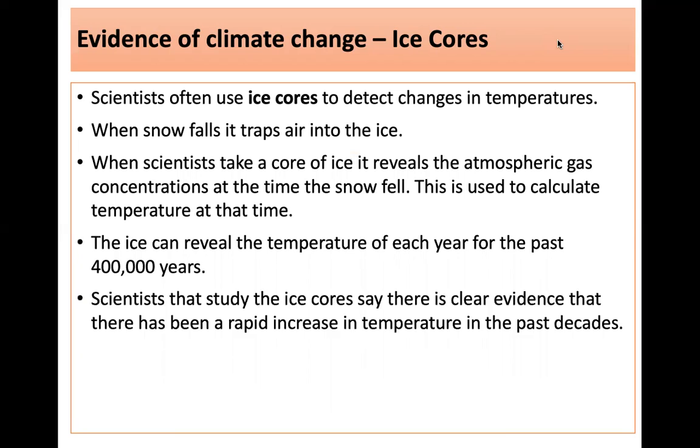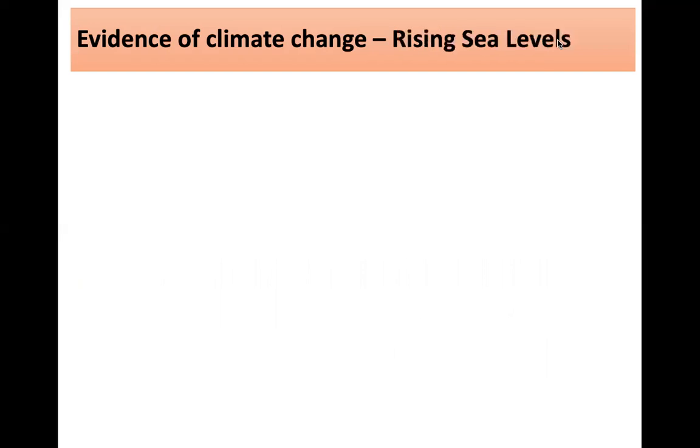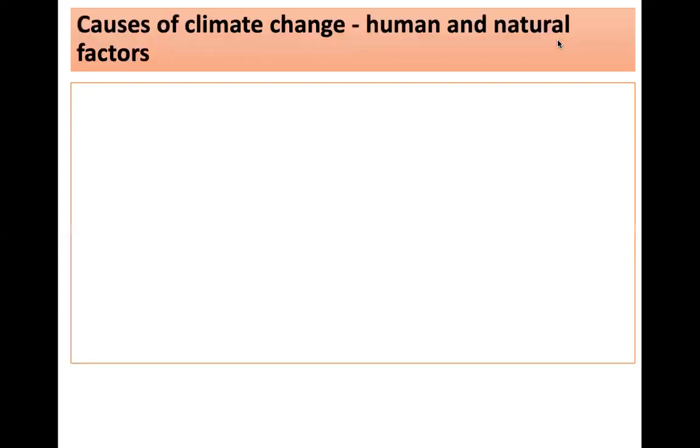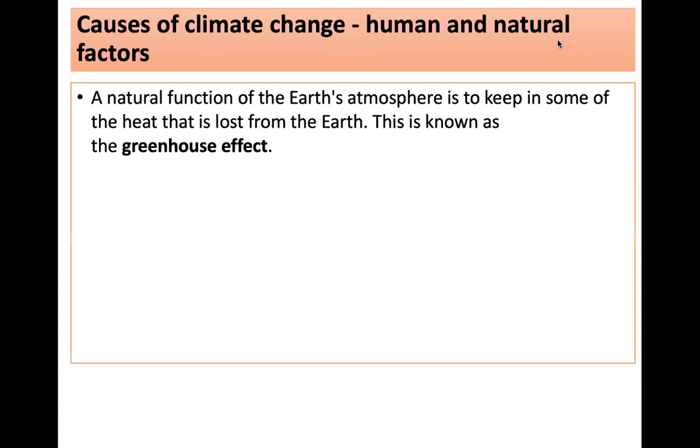Now, scientists that study the ice cores say there's clear evidence that there's been a rapid increase in temperature in the past decades. But we've also had rising sea levels. So between 1900 and 2019, average sea level rose by 0.21 meters. Now, the causes of this are obviously natural and human.